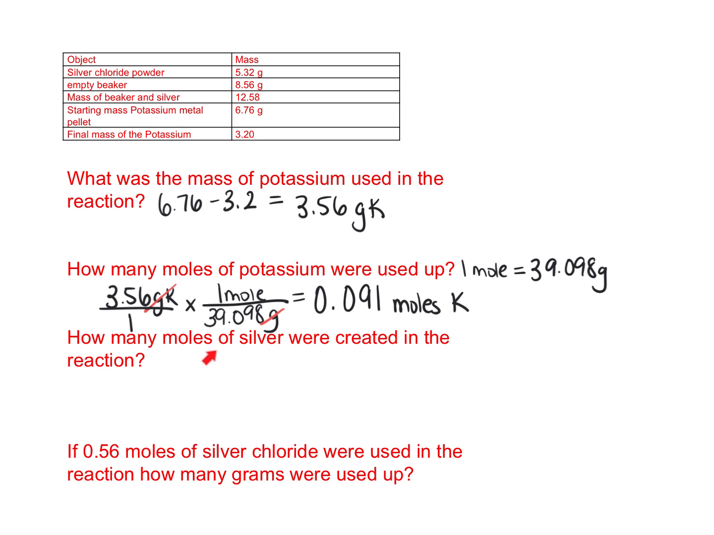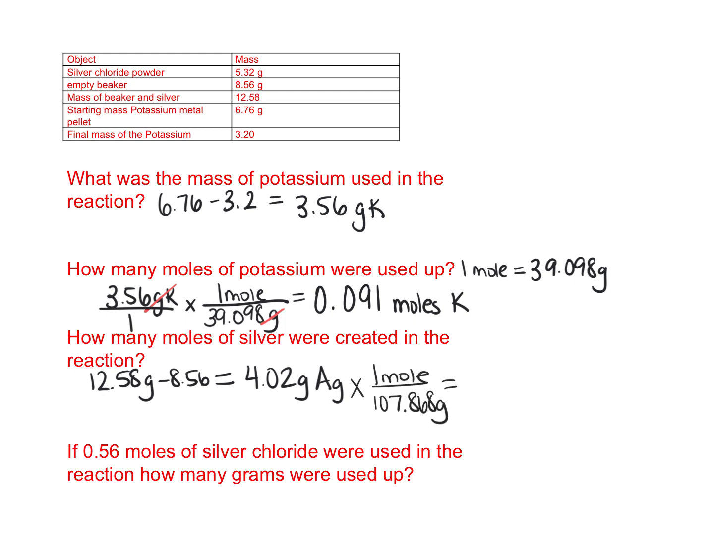The next question: how many moles of silver were created? We're going to have to look at the mass of the beaker and the silver, which is 12.58 grams, and subtract the mass of the empty beaker first. When we do that, that's going to tell us that 4.02 grams of silver were created, and now we need to convert that to moles.